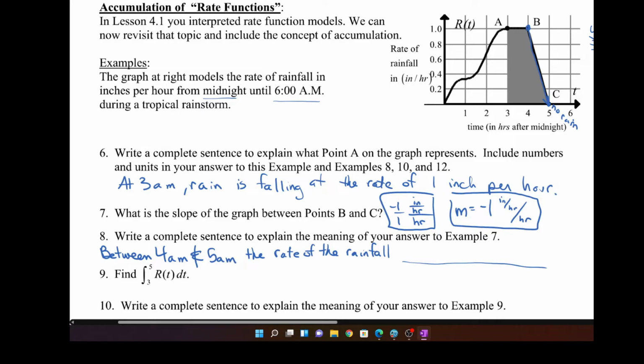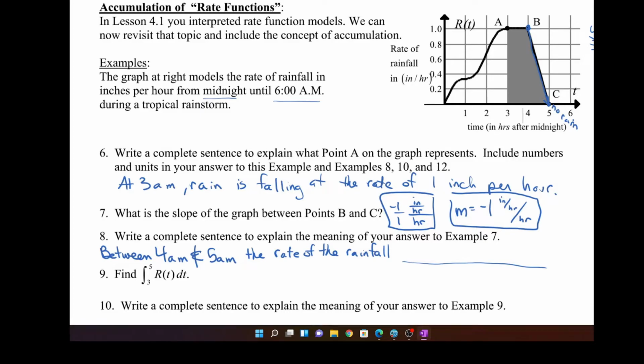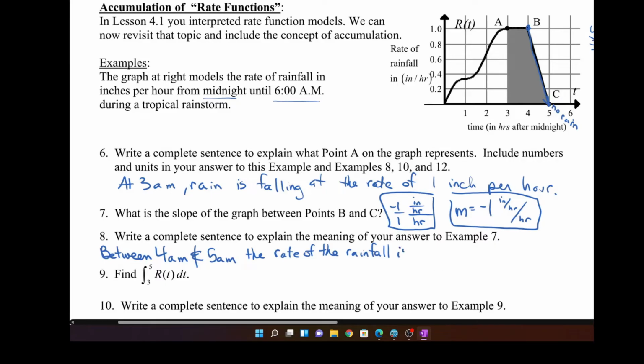From 1 down to 0. How do I get from 1 down to 0? I subtracted 1, right? So anyway, the rate of the rainfall is decreasing at a rate of 1 inch per hour per hour. So pretty. I love that.